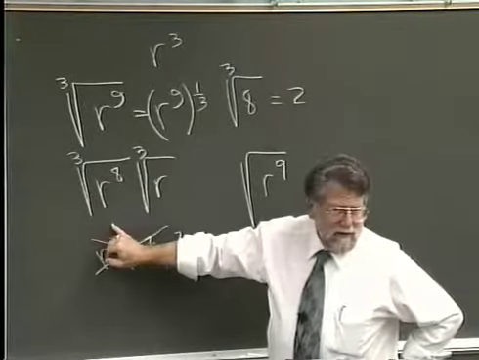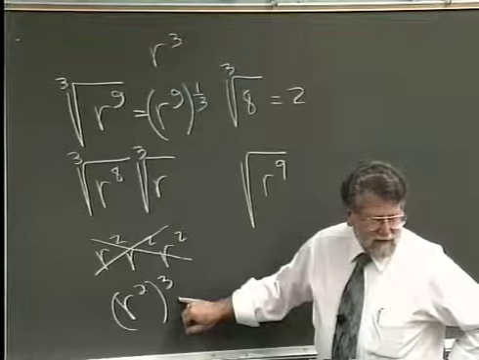So if you look at the cube root of r to the 8th, and you say that's r to the second, then you better be able to take r to the second times r to the second times r to the second, that is, r to the second cubed, and get r to the 8th. But you don't, you get r to the 6th.